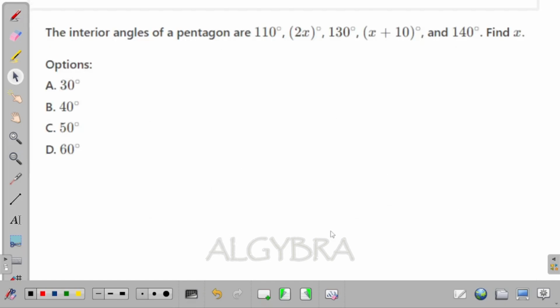So based on what we solved in this particular video, here is a question for you. It says that the angles of a pentagon are 110 degrees, 2x degrees, 130 degrees, x plus 10 degrees, and 140 degrees. Find the value of x. Option A is 30 degrees, option B 40 degrees, option C is 50 degrees, option D is 60 degrees. Solve this question and put your answers in the comment section. Here's a hint: we're talking about a pentagon here, and a pentagon has 5 sides. So that's a hint you're going to use to solve the particular question.